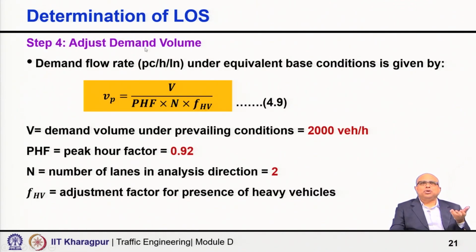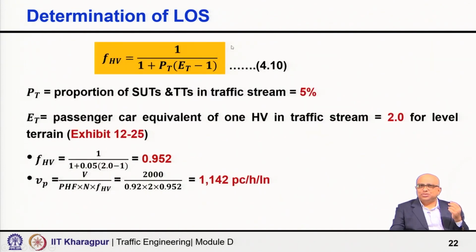Now, the demand volume need to be adjusted. So, we have the value of V that we know, 2000 vehicle per hour, but peak hour factor is given as 0.92. We know there are 2 lanes on each side and FHV that we have to get. To calculate FHV we use this formula. I have mentioned this earlier. ET value is given as 2 and PT is 5%, 0.05.